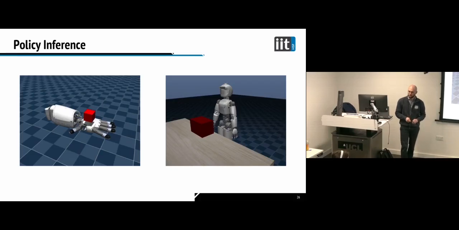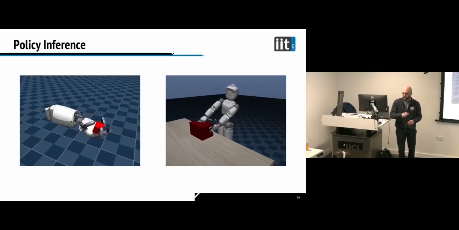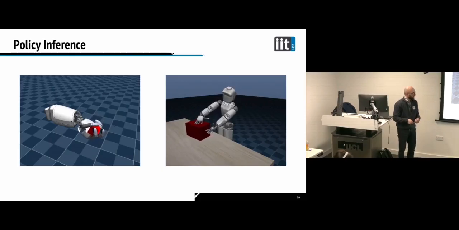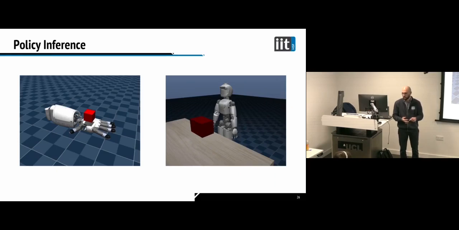So what is the task in the right one, for example? What is the reward? Well, the reward in both cases has different components. One is to minimize the distance between the palm and the object and the fingertips and the object. So it works for both cases.